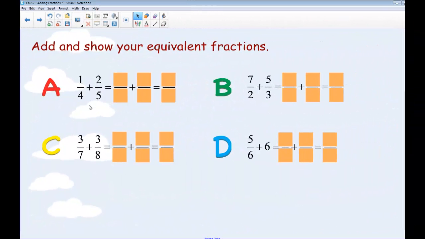So for 1/4 and 2/5, we already took a look at these two fractions, and the LCD was 20. So we need to think to ourselves, well, if we want an LCD of 20, what do we need to multiply by? Well, we multiplied the 4 by a 5 in order to get an LCD of 20. So therefore we need to multiply its numerator by 5 as well.